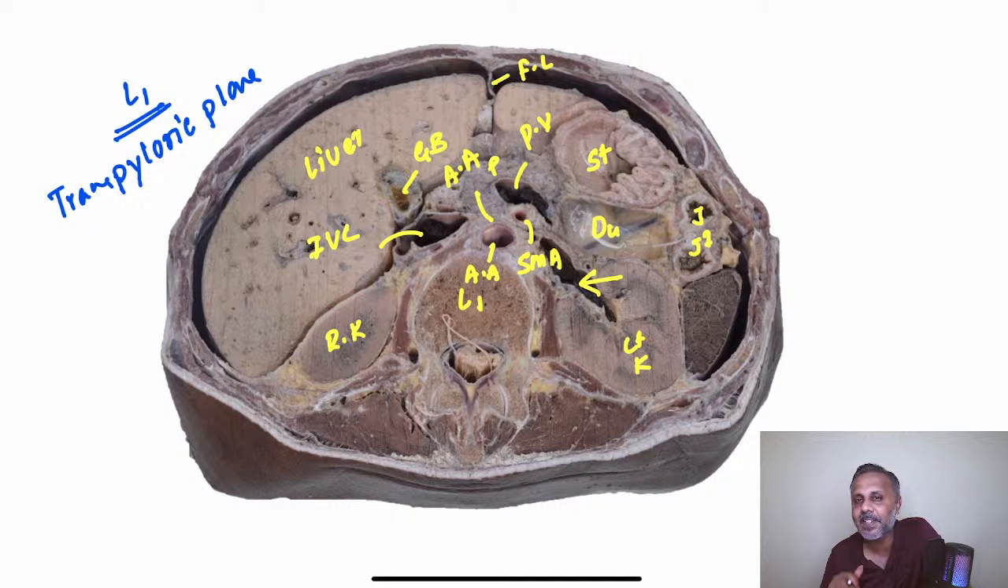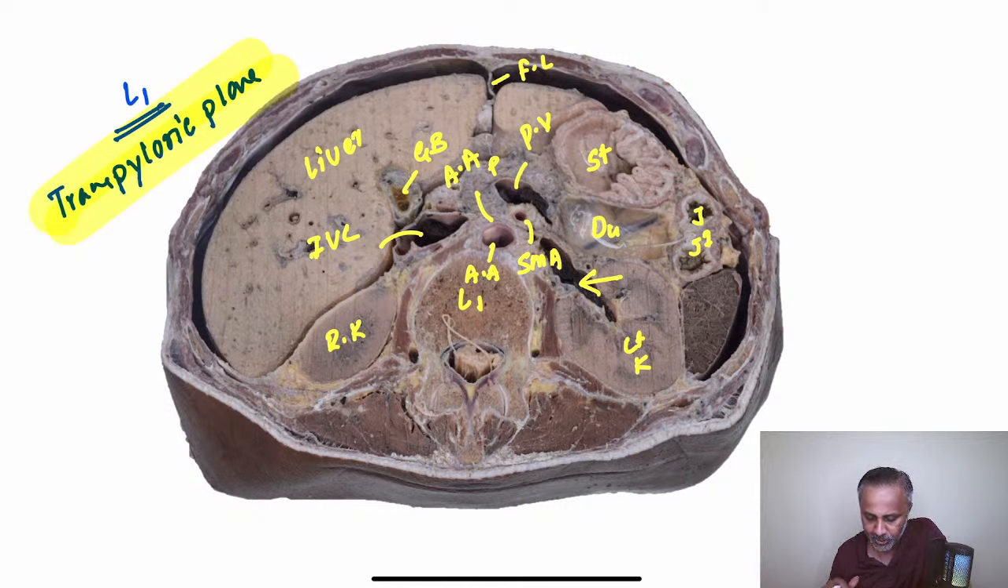If they give a cadaveric image, it is a lot easier. If they give a schematic diagram or colored images, look for the kidneys to tell whether it is L1 level or not. Look for the superior mesenteric artery which arises from there. Basically, what you need to do is remember all the events that occur at the level of the transpyloric plane.